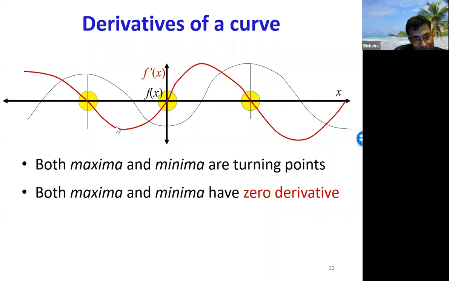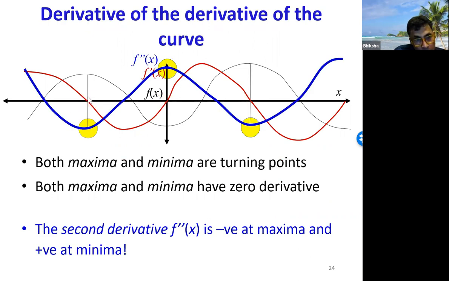After the maximum, the slope is negative because it's decreasing. If you consider a minimum, before the minimum, the slope is negative because the function is decreasing. After the minimum, the slope is positive because the function is increasing. So if you consider the slope of the slope, the second derivative, it's going to be negative at maxima, and at minima, it's going to be positive.